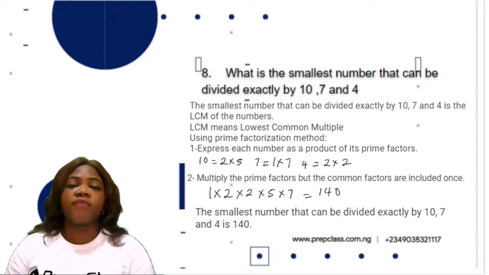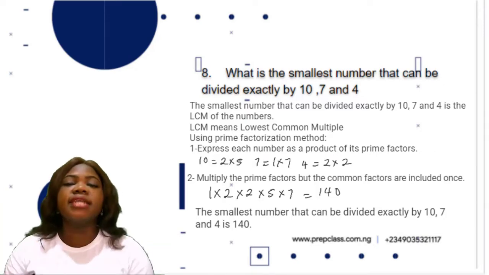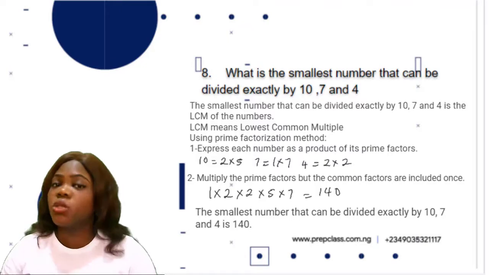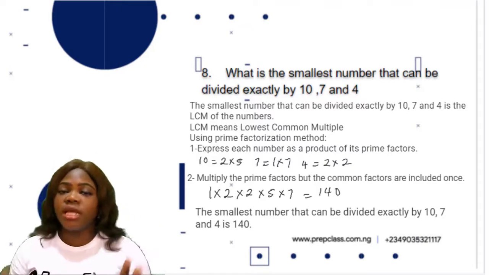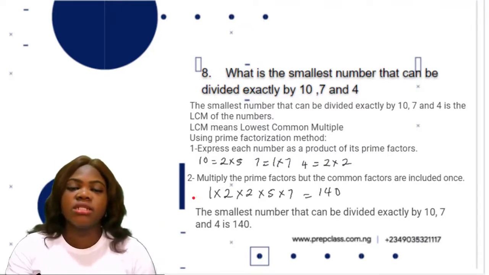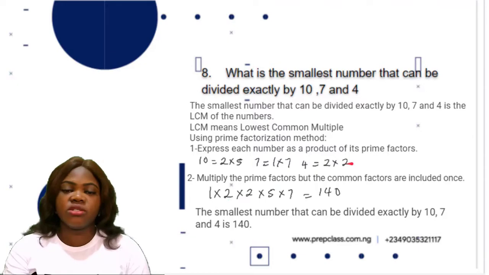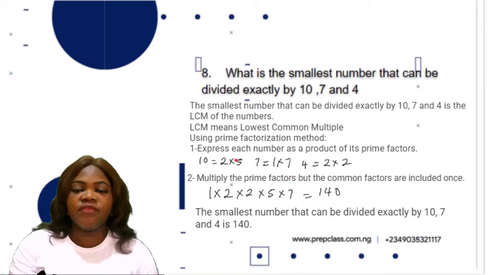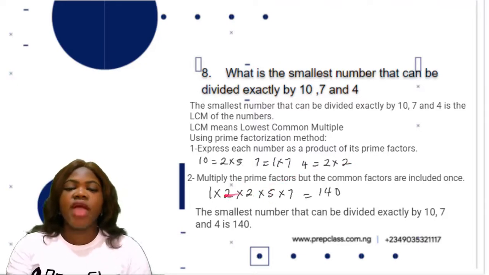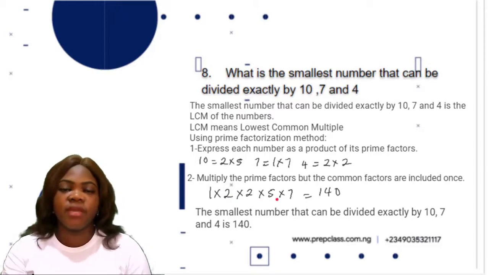Now that we have found the prime factors of each of these numbers, the next thing is to multiply the prime factors, but the common factors are included just once. So let's start with the smallest prime factor. So we have 1, then 2. 2 is common to 10 and 4, so we write it just once, 2. Then we still have another 2 here, so we write it down. Then 5, then 7. So we have 1 times 2 times 2 times 5 times 7.